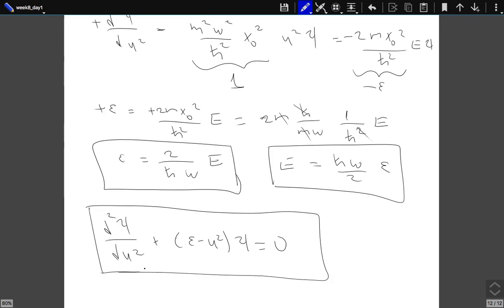Now you see, nothing here has any units. Epsilon is unitless, u is unitless, dimensionless. So this already tells me that the energy of my state has to be h bar omega over 2 times epsilon. Epsilon should be just some number. We already know what that number is, but even if we didn't know the solution, epsilon will just be some number.